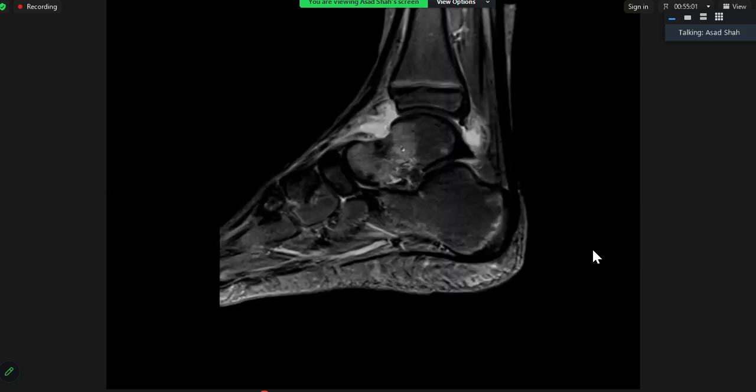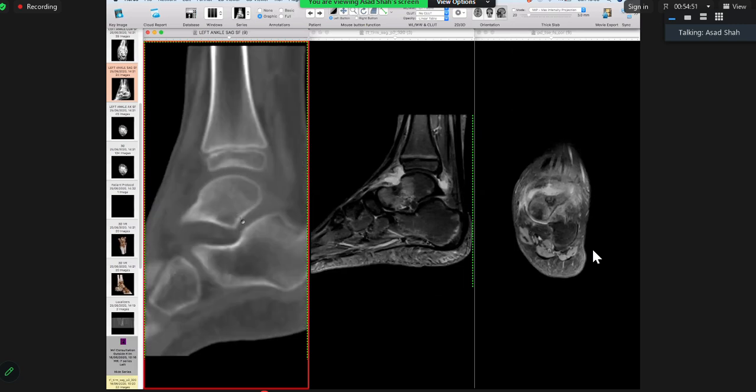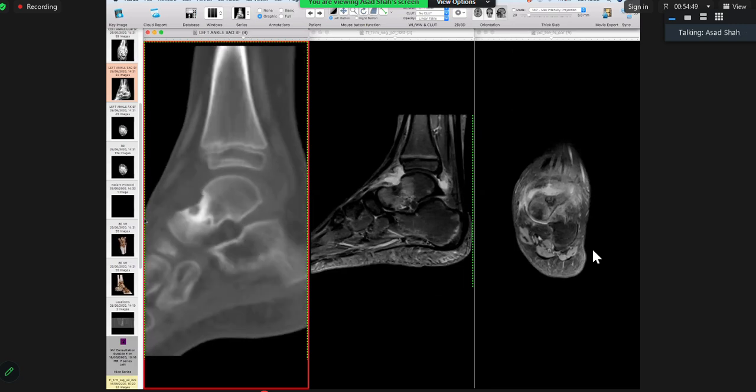But that would usually be more fluid, there will be a bit more fluid in it. This one is more sclerotic, and the CT appearance is very pathognomonic of osteoid osteoma. So this was biopsied. Also, it was obvious on the X-ray.